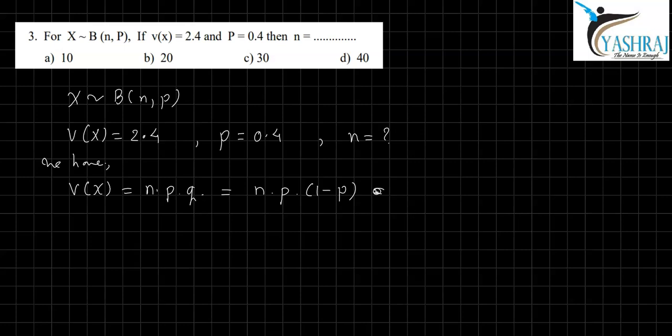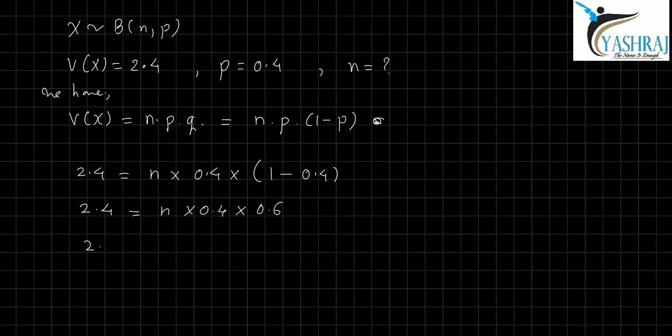Okay, so try to replace the known values. We have V(X) equals 2.4, that is equal to n into p value we have 0.4 into 1 minus p value we have 0.4. So we get 2.4 equals n into 0.4 into 1 minus 0.4, we might get 0.6. That means 2.4 equals n into 6 4s are 24. After 2 places we have a decimal, means we will get 0.24.